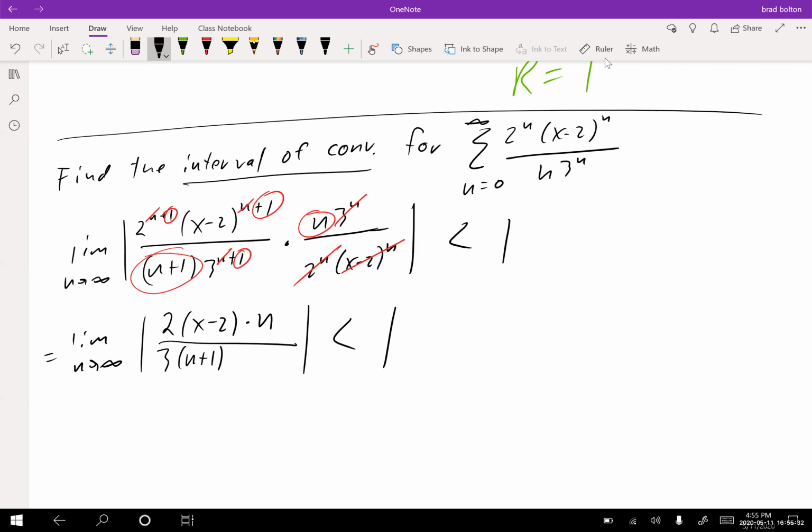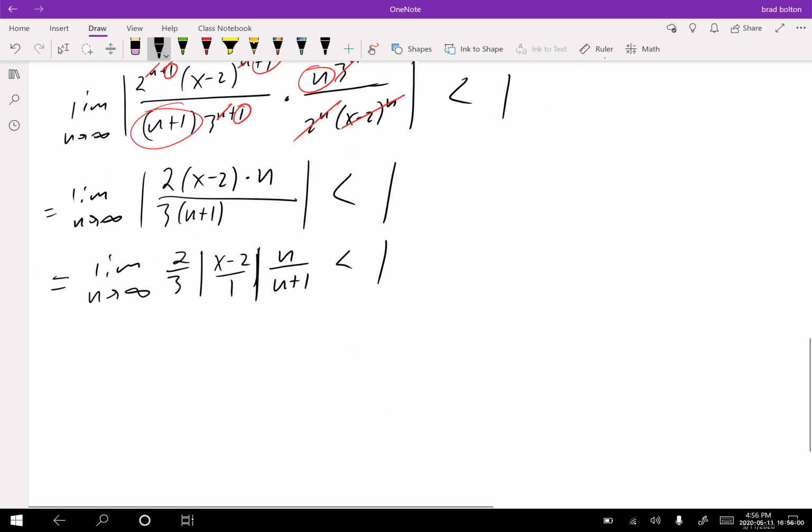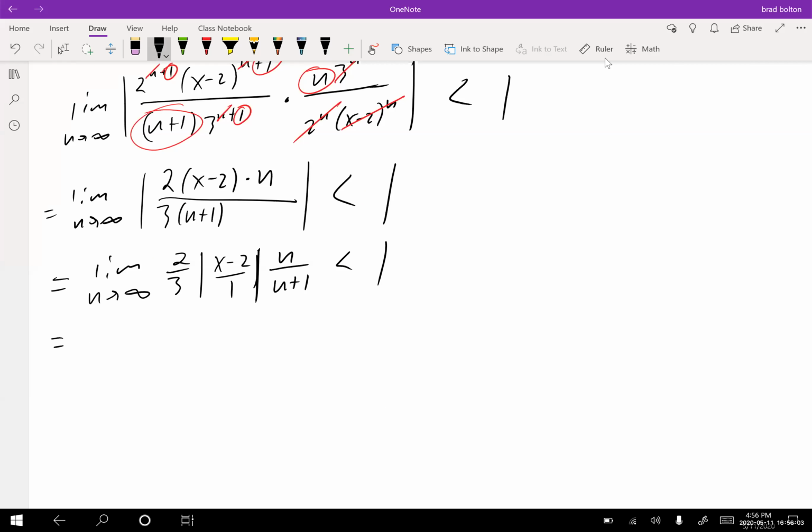So I believe I'm going to be left with the limit as n approaches infinity. I can take the 2/3 out of the absolute value, and this will be left with x minus 2 over 1. And now the n is always going to be positive, so the absolute value doesn't affect that either because n is approaching infinity. So this will be n over n plus 1, and this will be less than 1.